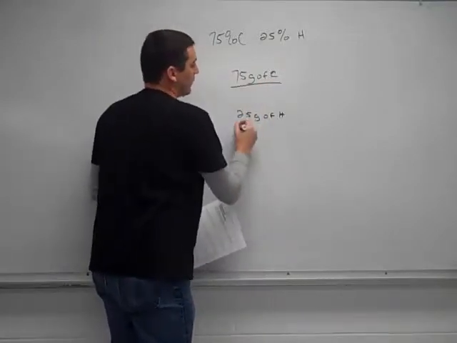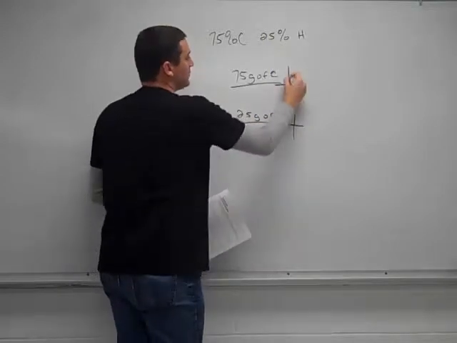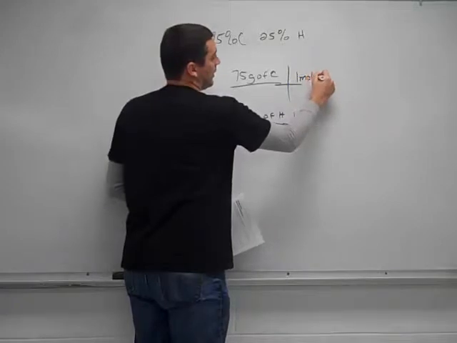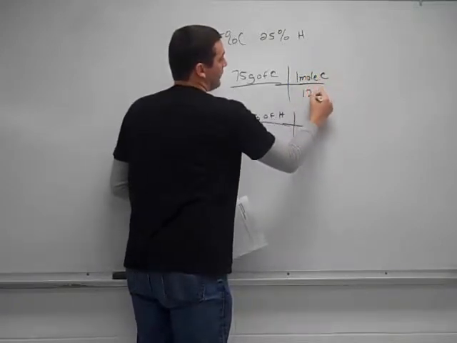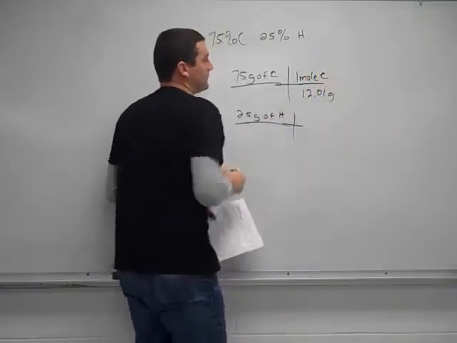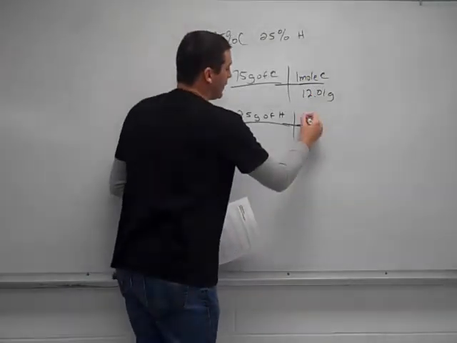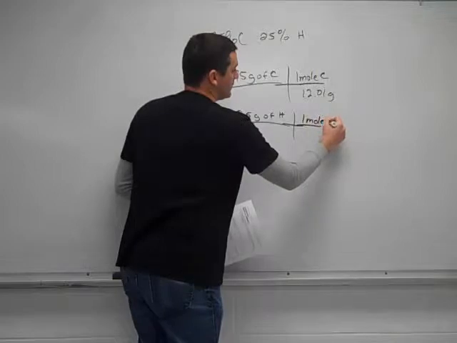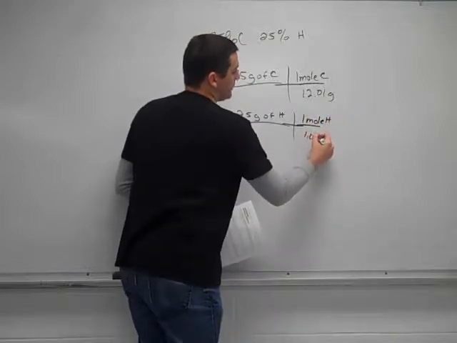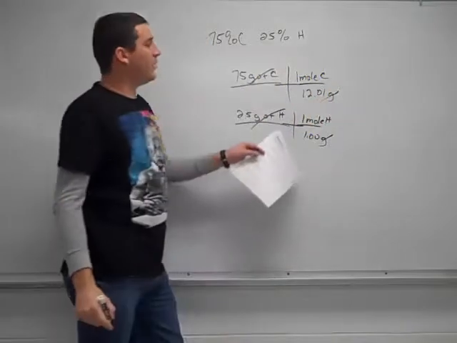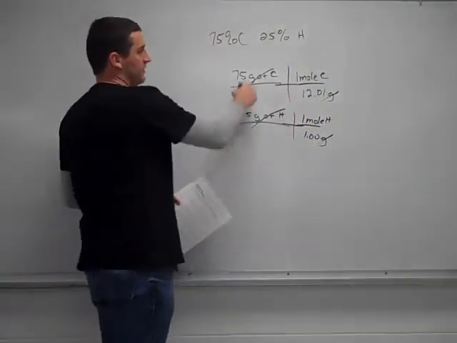So now we're going to convert those grams into moles. Okay, so we know that 1 mole of carbon weighs 12.01 grams. Okay, it's the number that comes out of the periodic table. We also know that 1 mole of hydrogen weighs 1.00 grams from the periodic table. So we're going to cancel out our grams. We are left with moles. So now we're just going to simply divide.